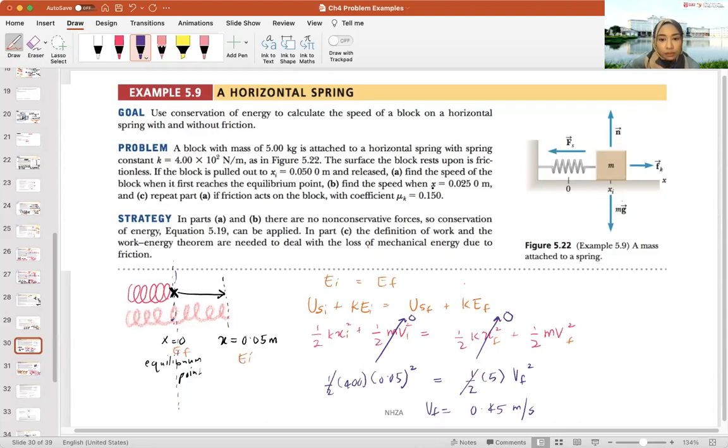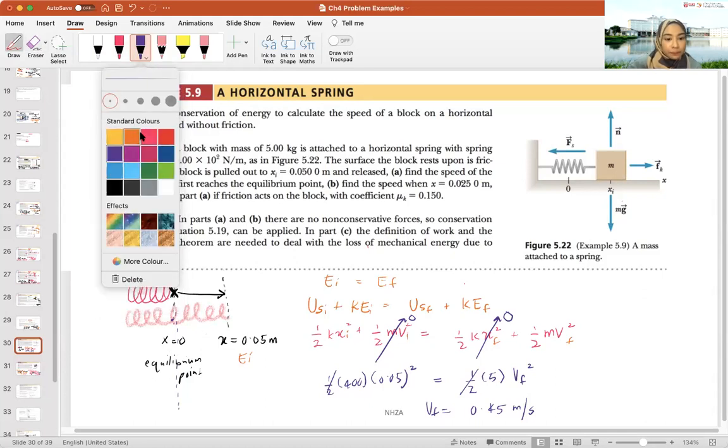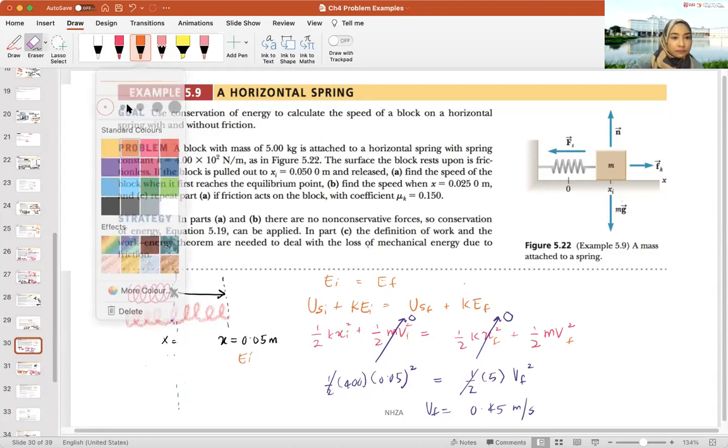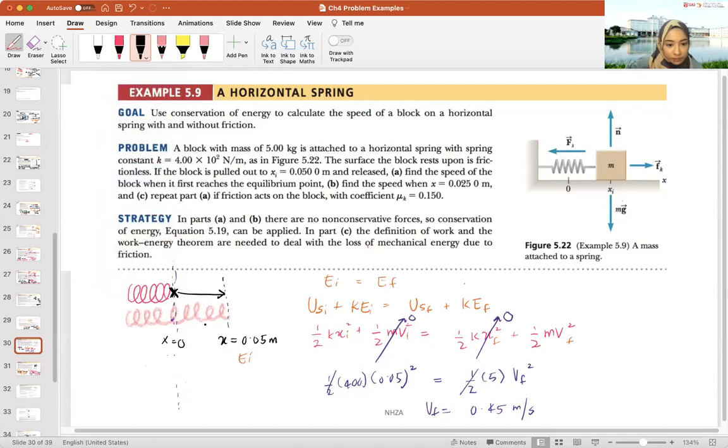Next, find the speed when x is equal to 0.025. So now our EF is shifted. This is no longer our EF, but our EF is over here. So I'm going to label that EF. Let me get rid of this. 0. So this is x equals to 0.025, midway of that extension.